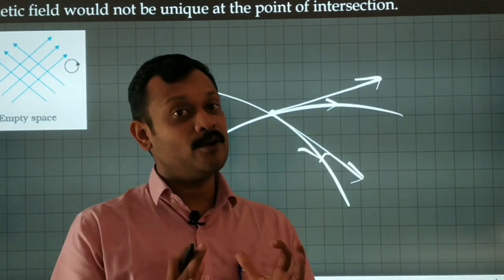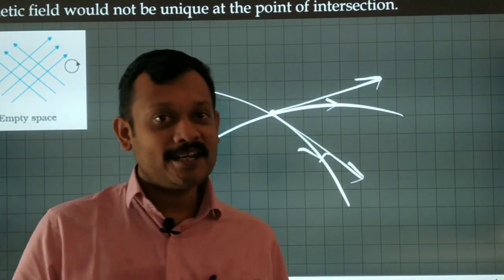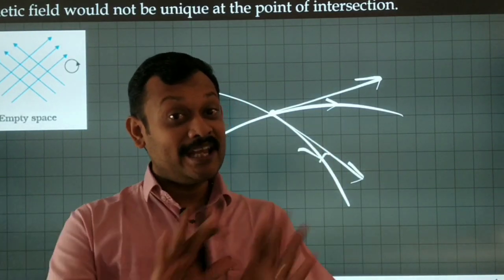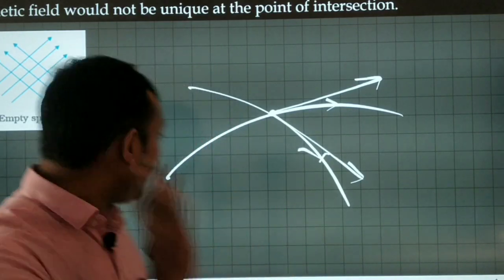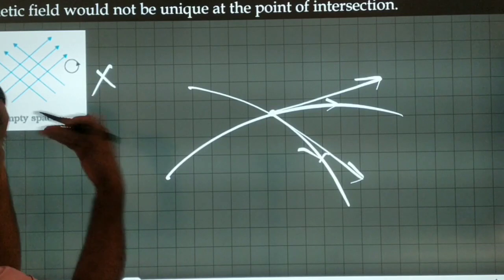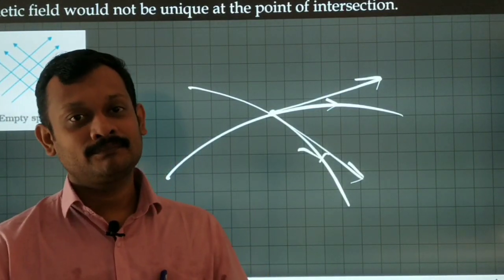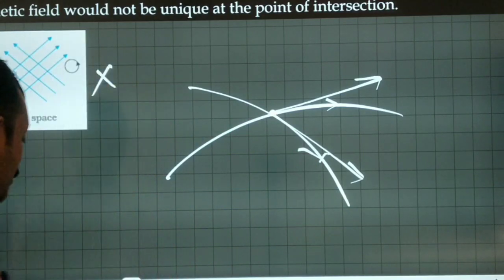So let me tell you clearly that magnetic field lines do not intersect, just as electrostatic field lines do not. This cannot represent electrostatic field lines, and this cannot represent magnetostatic field lines. So that is one important point.